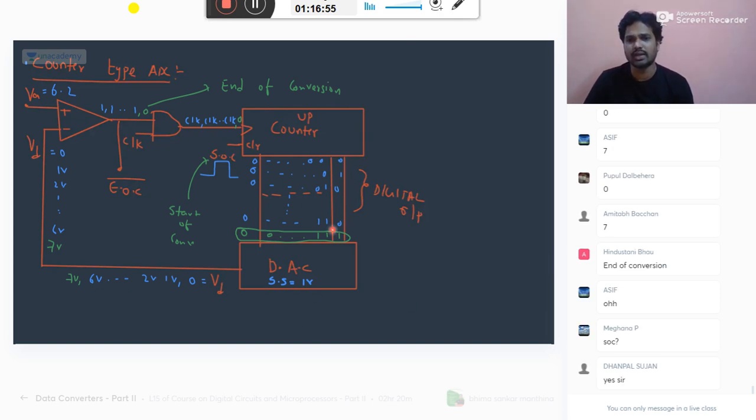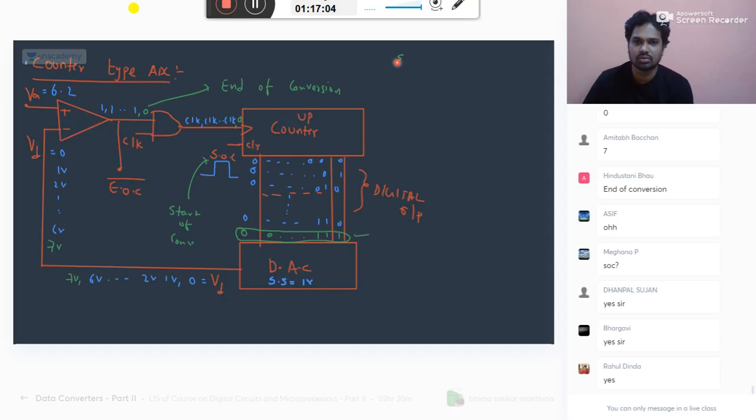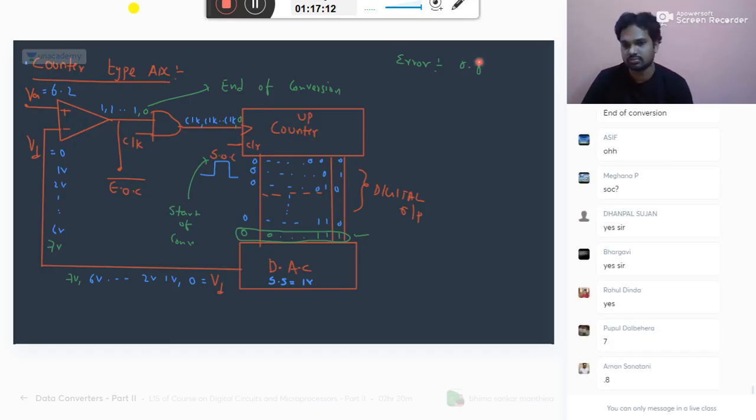So this is what you get as the digital final output. This is the final output. Okay, now wait. This is how it is doing. In this process, some error is there. What is the error? Actually, your input is 6.2, but I represent it as 7 only. So that error is equal to 0.8. That is 7 minus 6.2.